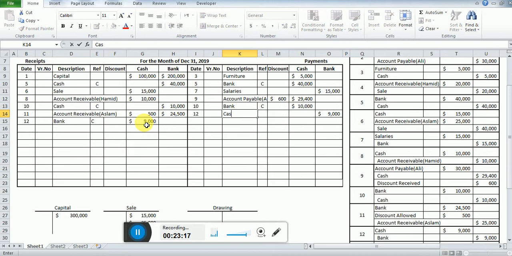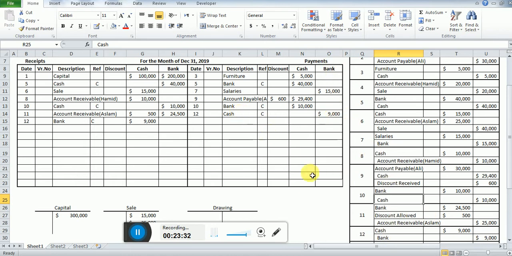cash, and put C. So once again, dear students, cash account debited 9,000, and this is because of bank. At the same time, bank account credit 9,000, and this is because of what? Cash. So in the description, show the cash.